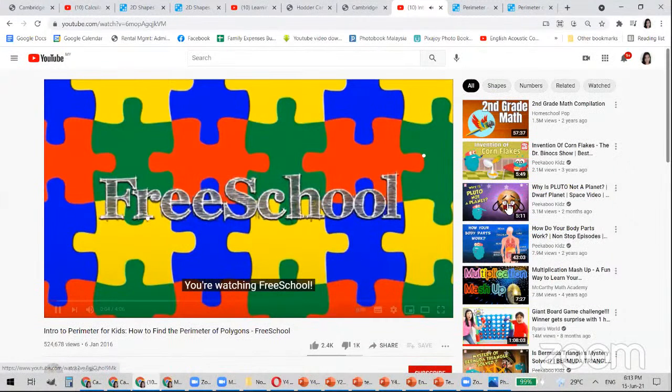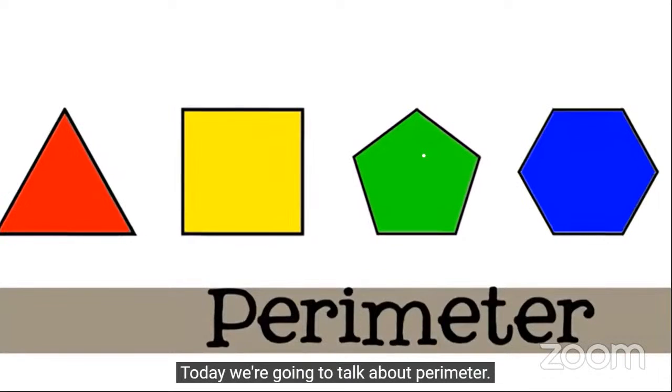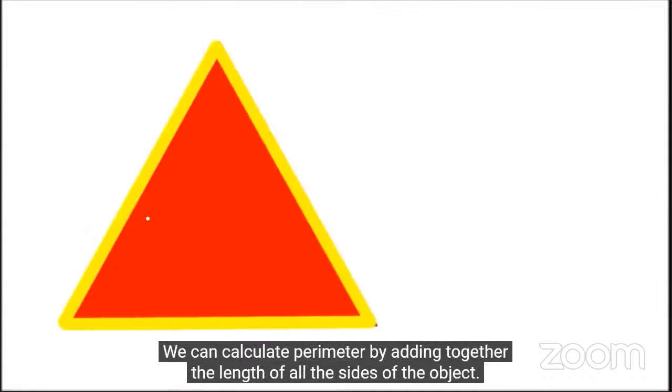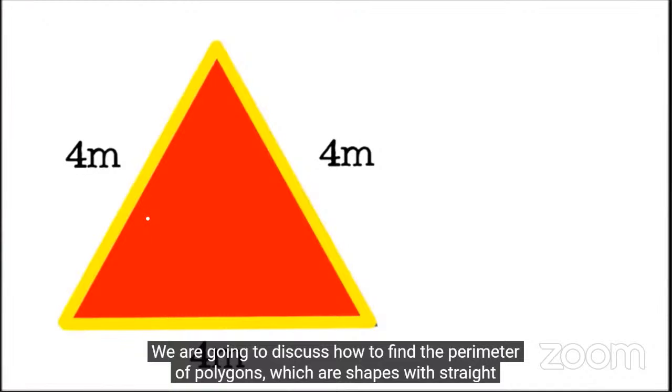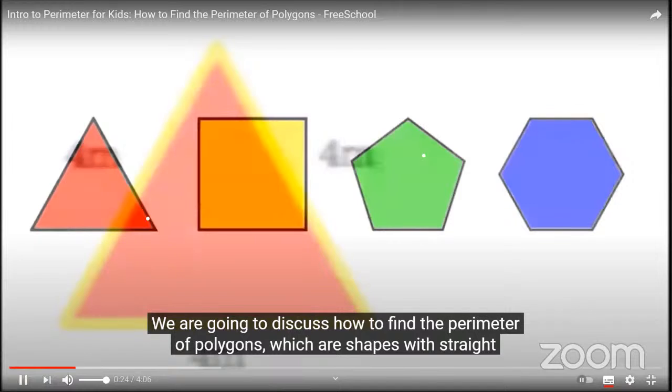Hi everyone! Today we're going to talk about perimeter. Perimeter is the distance around an object. We can calculate perimeter by adding together the length of all the sides of the object. We are going to discuss how to find the perimeter of polygons, which are shapes with straight sides.